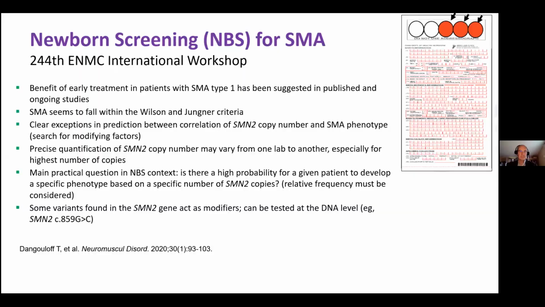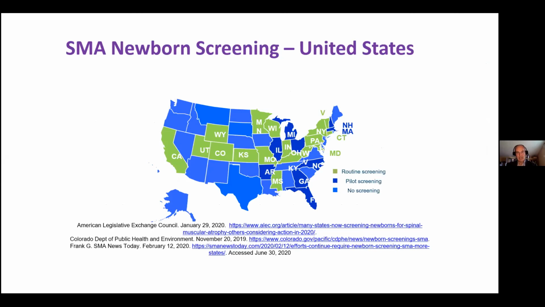Okay, so the example of SMA told us that if we intervene early, then we are likely to have a much better outcome. And that's the reason why now newborn screening programs are just mushrooming everywhere in the world. I'm showing you what's happening in the US, where most states now have SMA on the list of genetic diseases to be screened at birth. And it's good news because you will be able to detect these cases quite early and to treat them immediately.